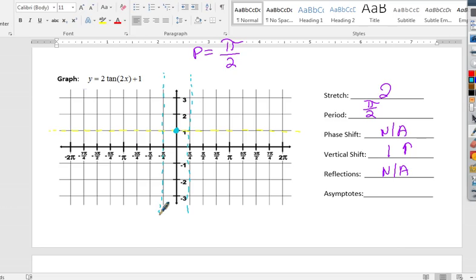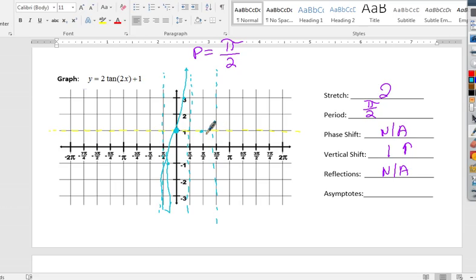We do have a stretch of 2 that would be happening at pi/8 right in the middle. Just get that estimated in there as best you can. And then we create our tangent curve. Once you have one, you can start the repetition.